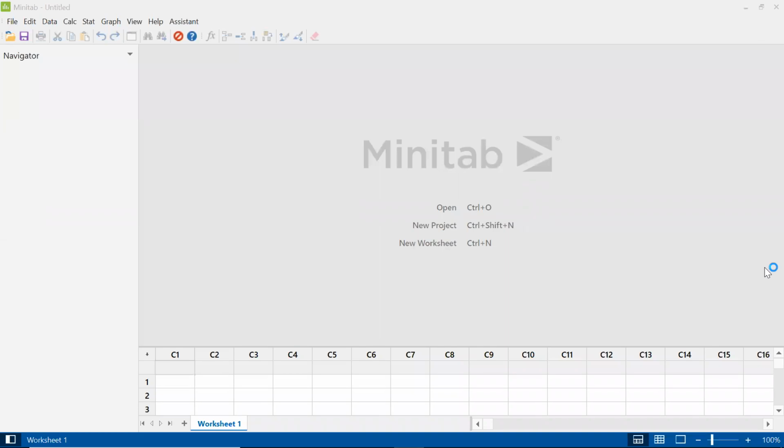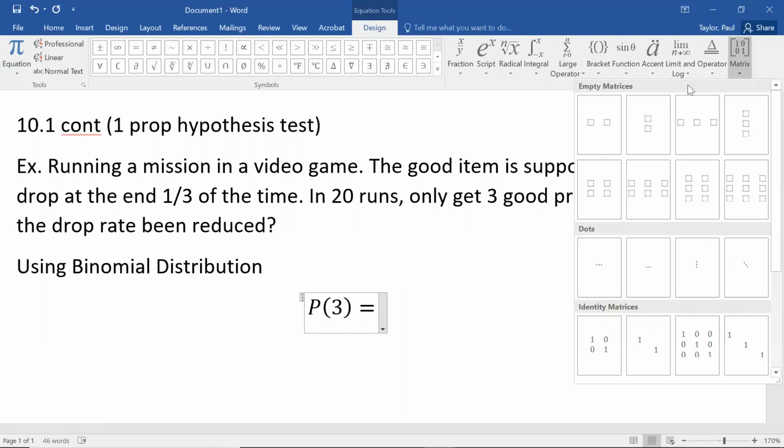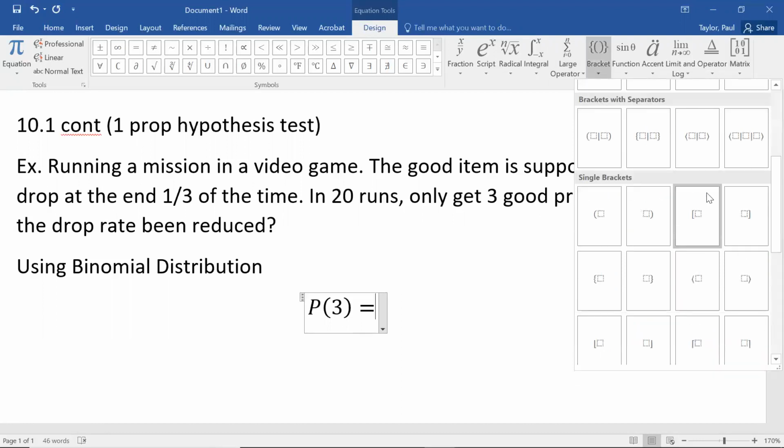So my Word is running slow here. Okay, I guess that's not what I want. Not matrix, it's a bracket.